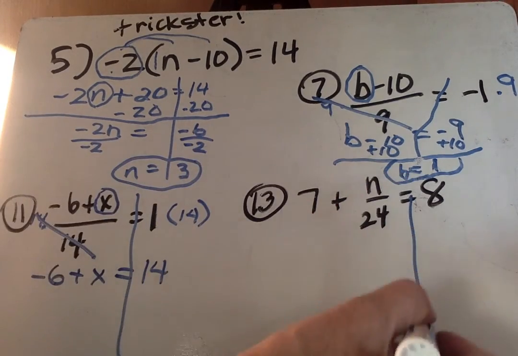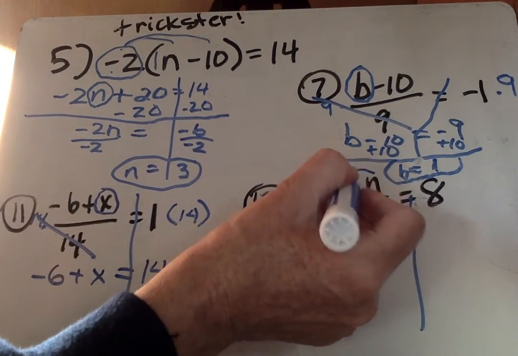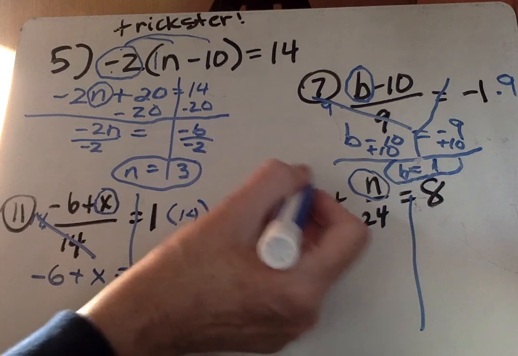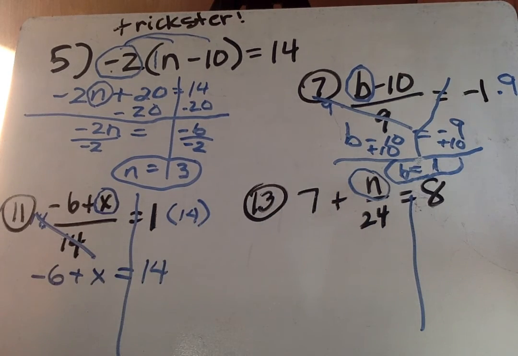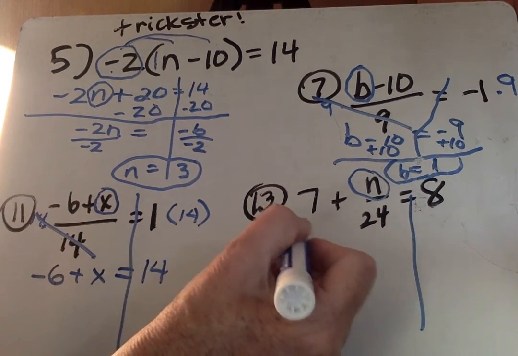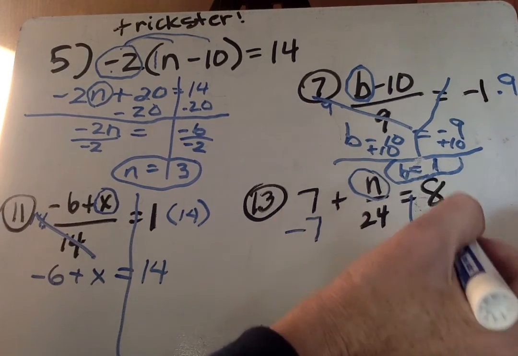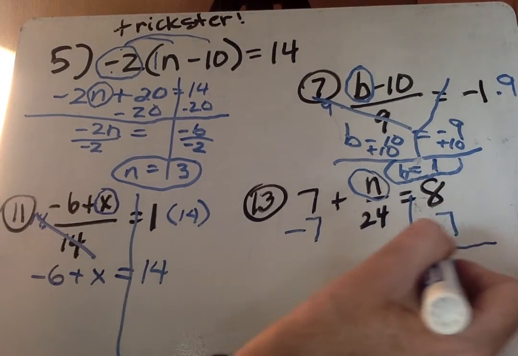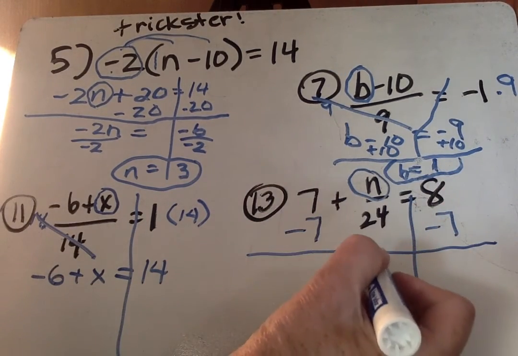Then over here, because here's the variable, just over here, I've got to get rid of this. It's separate from the variable. So I don't divide first, I have to subtract. It's a +7, so I subtract 7. Bring that down.